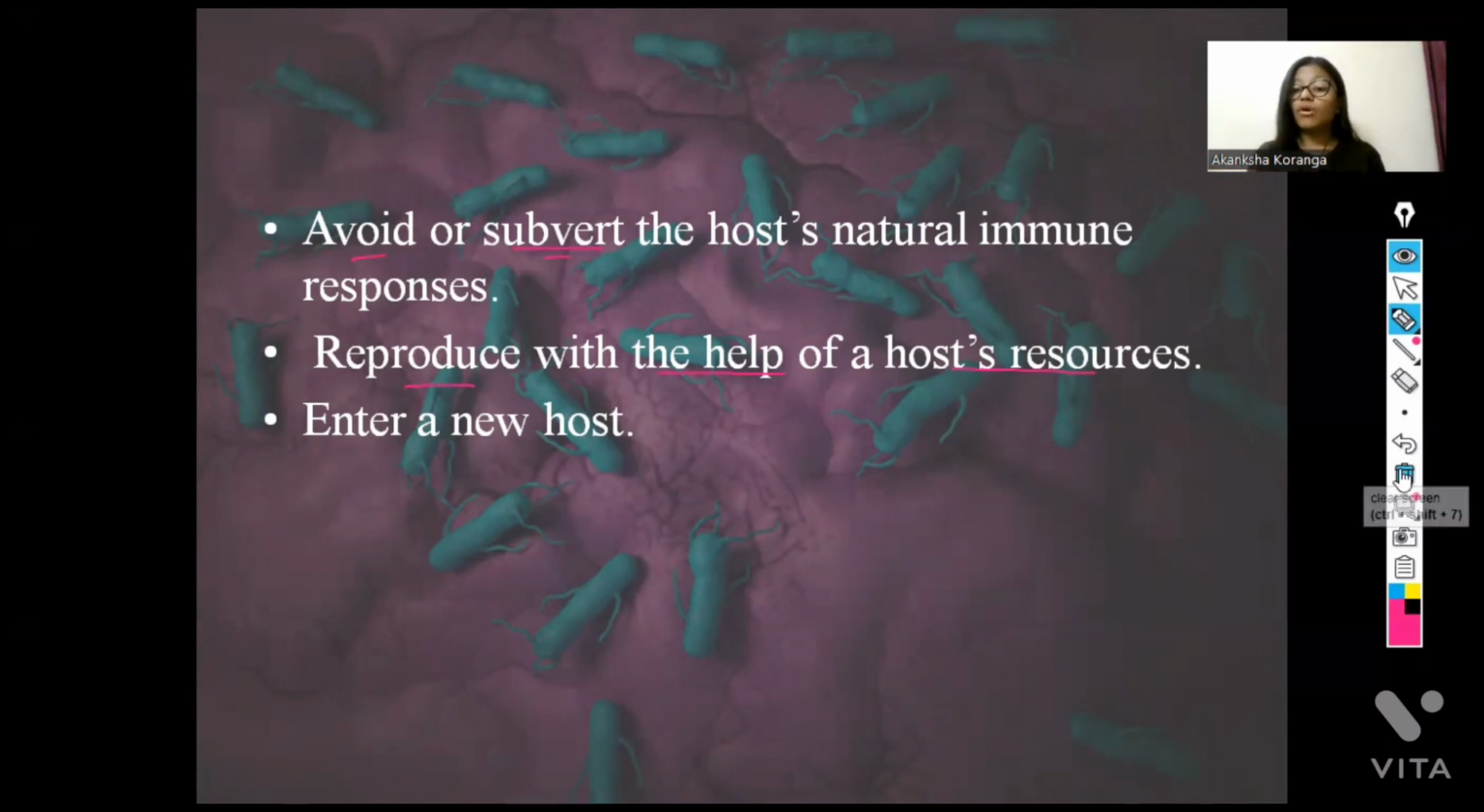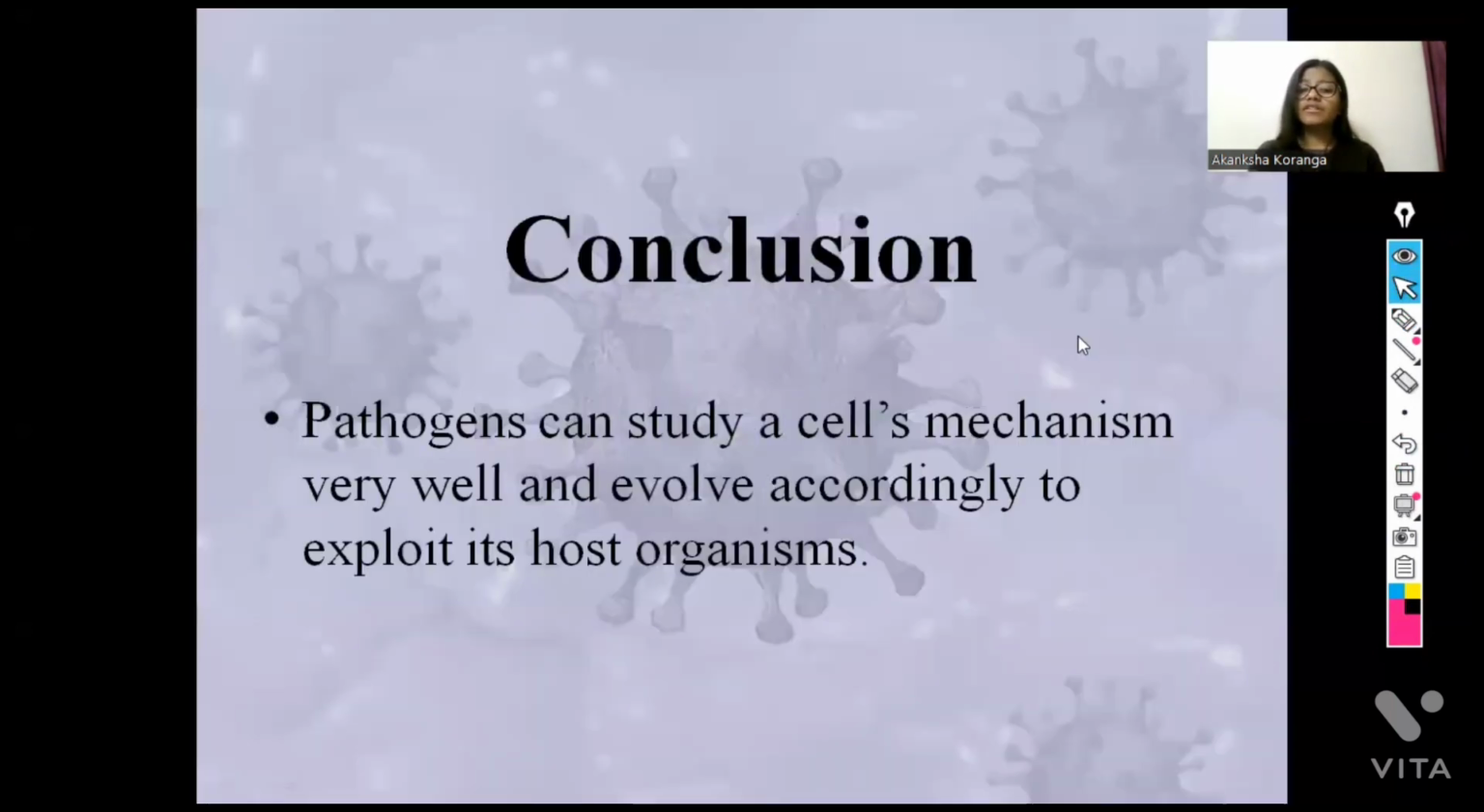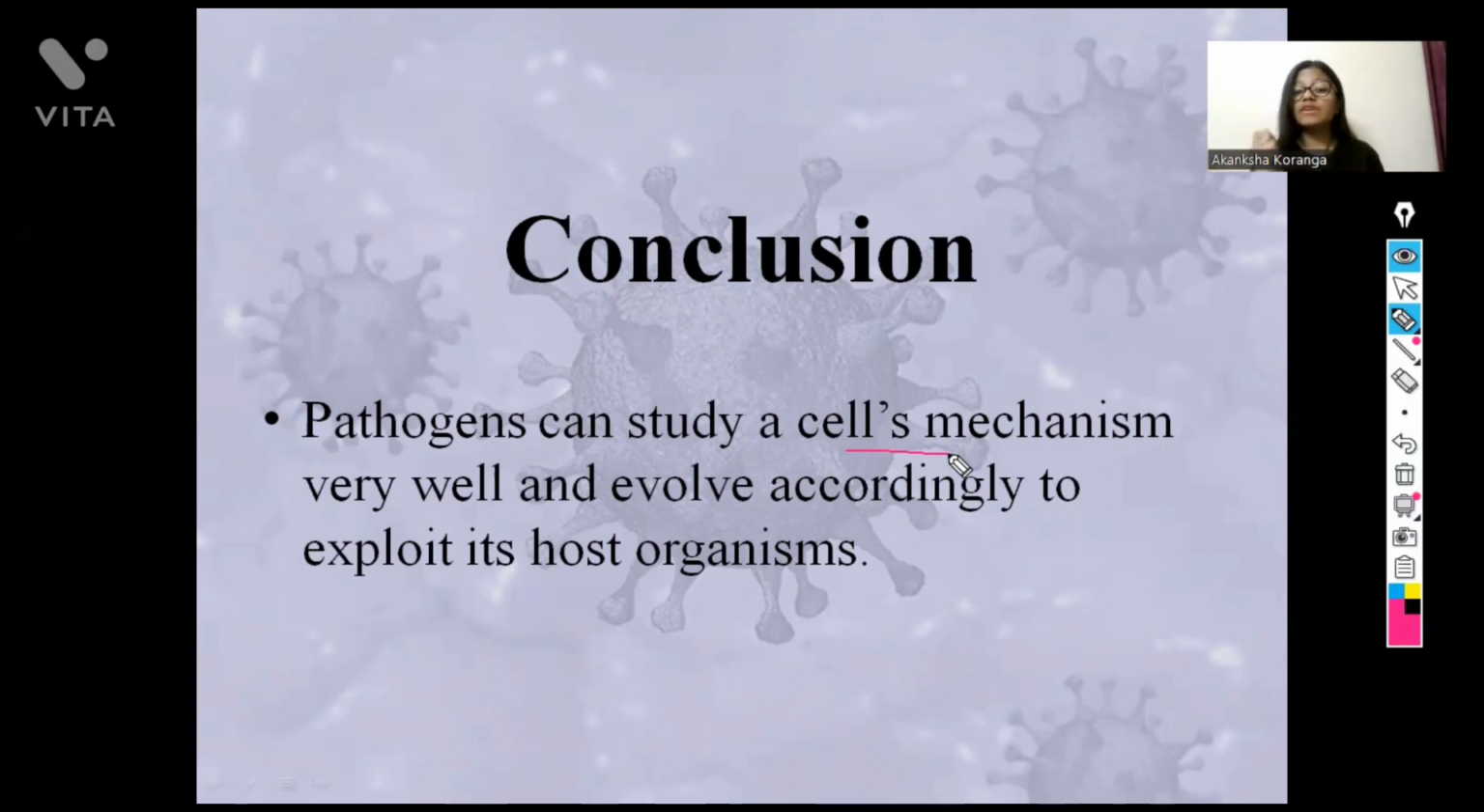So this was all about pathogens. Now we will do a little conclusion of what we studied today. Pathogens can study a cell mechanism very well. Why do we say so? Because if it is not able to study the cell's mechanism, it will not be able to enter the host body. To enter the host body, it needs to study the cell mechanism very well. Studying the cell mechanism of the host helps them to evolve accordingly and to exploit their host organism. So this was the conclusion.